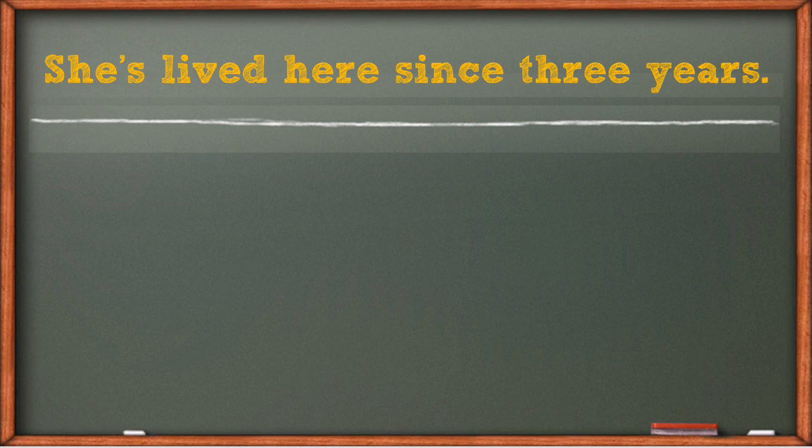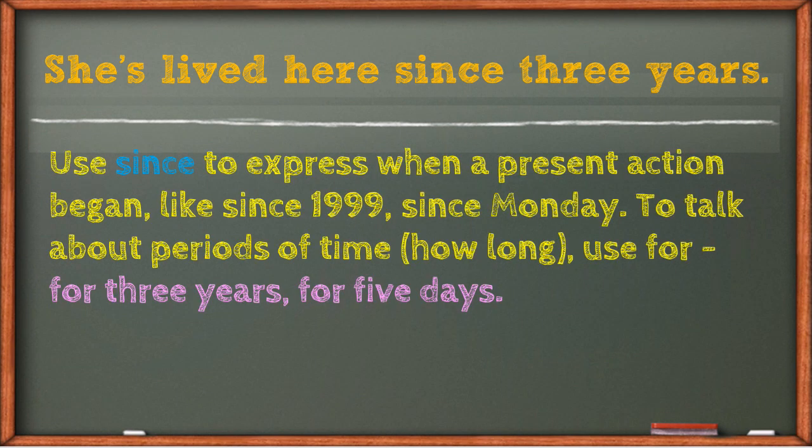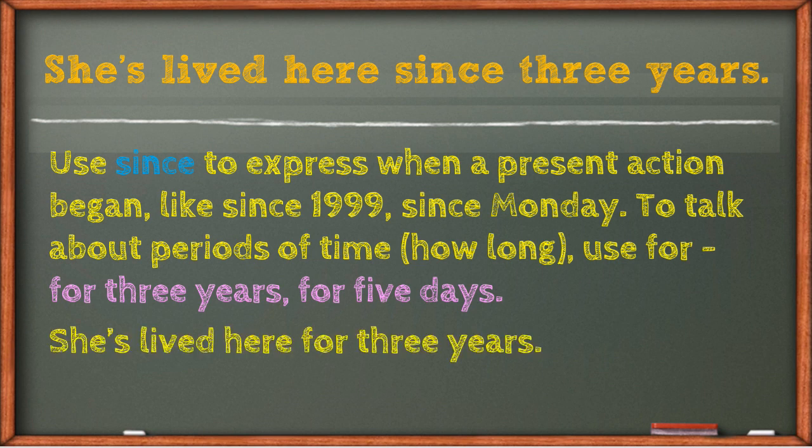She's lived here since 3 years. Use "since" to express when a present action began, like since 1999, since Monday. To talk about periods of time or how long, use for 3 years, for 5 days. She's lived here for 3 years.